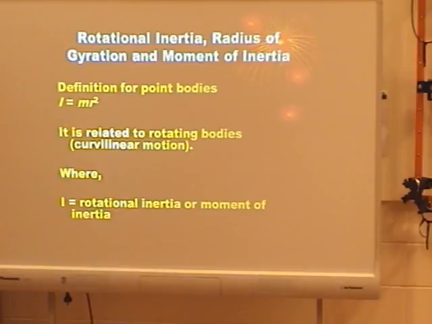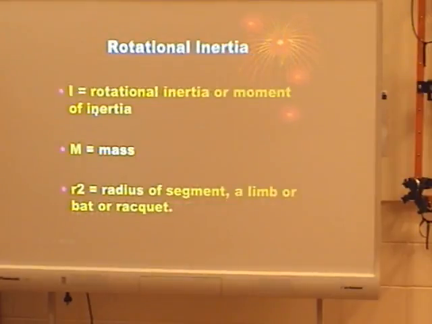And this is extremely important in getting a faster tennis serve. A taller person is able to produce a lot more force on the ball and get higher speeds because of this mechanical advantage, this longer lever, because that relationship is squared compared to the mass. So again, this is just showing what I've talked about: r squared is the radius of the segment, a limb or a bat or a racket.